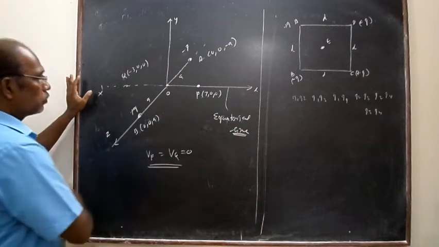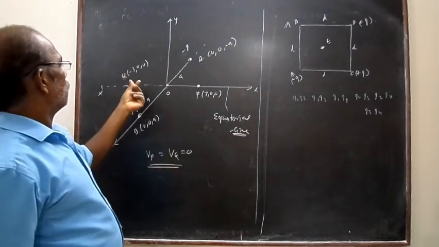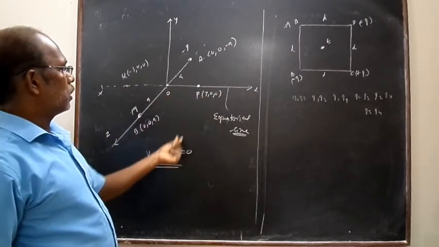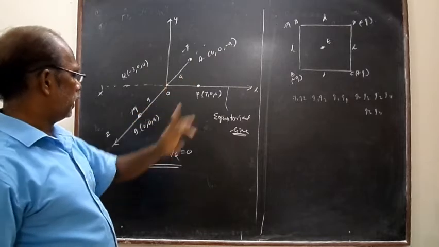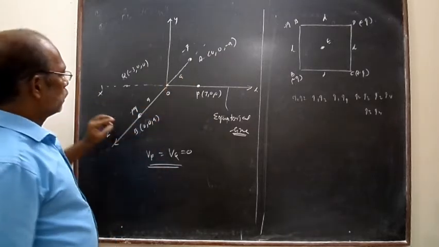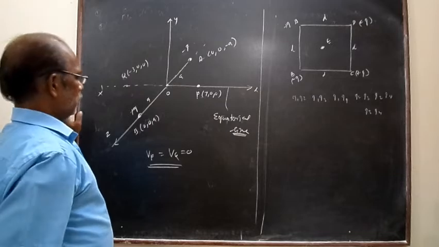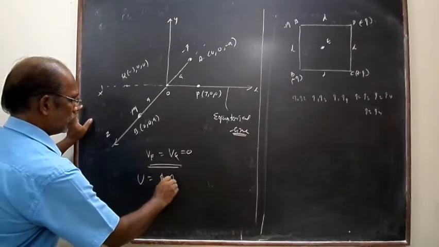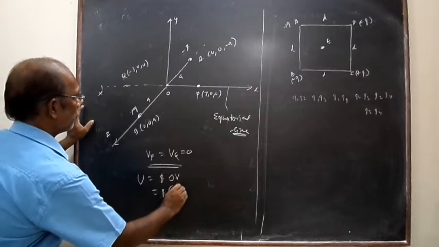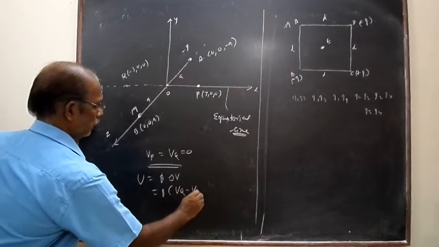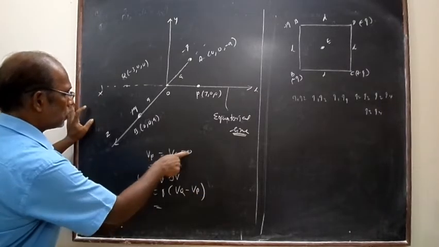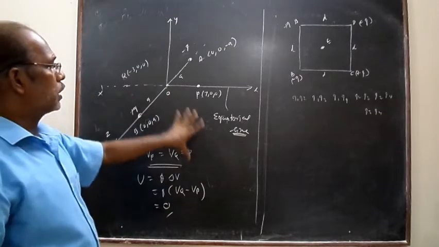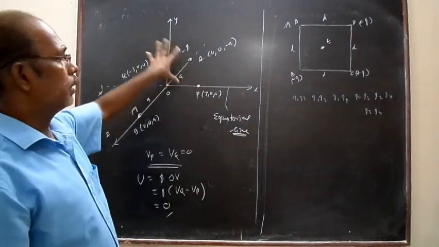So the potential difference between these 2 points, moving a charged particle from P to Q or Q to P, will be 0, because of VP minus VQ. Then what is the potential energy? Q into delta V, Q into VQ minus VP; being VP equal to 0 and VQ equal to 0, the potential energy is 0 and the potential is also 0. Okay, this is very important.